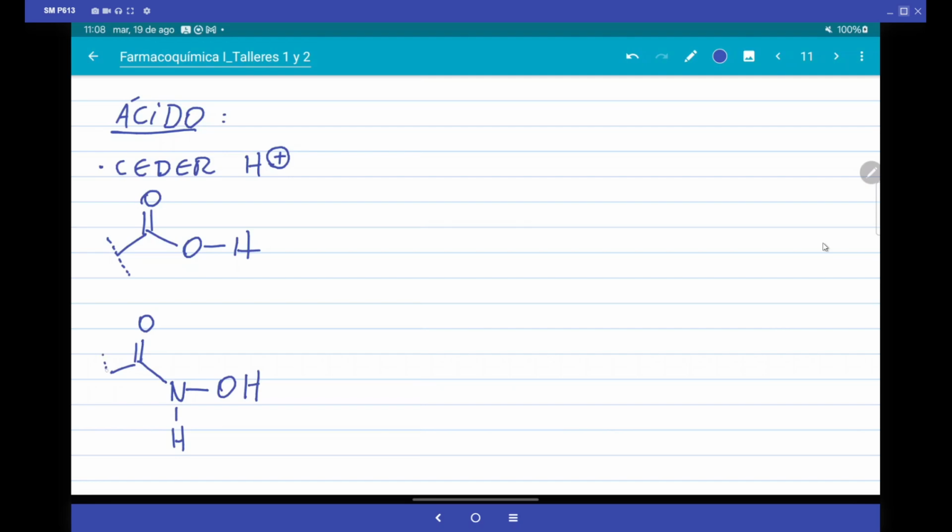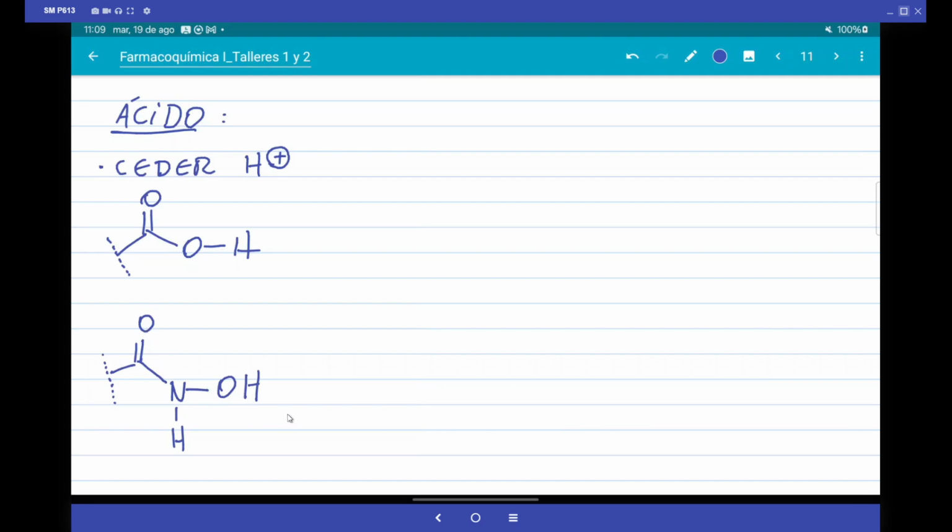Hydroxamic acid. You will see that group, so strange, in particular in some antitumor drugs. In fact, we have this group in particular. So if we think here, okay, this can give up a proton, of course. Which proton? What do you think?